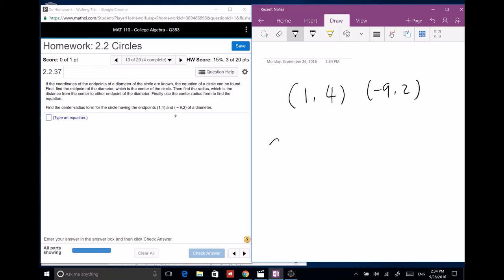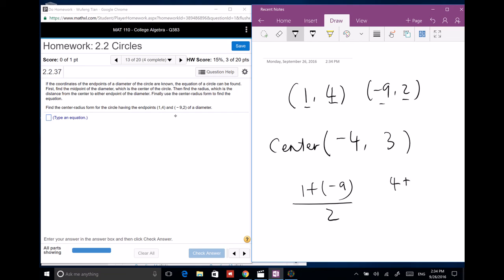So the center will be between 1 and -9. The middle point is 1 plus -9, divided by 2, which is -4. The middle point between 4 and 2 is 3. Obvious: 4 plus 2 divided by 2 is 3. That's your center. Now, how do I find the radius?